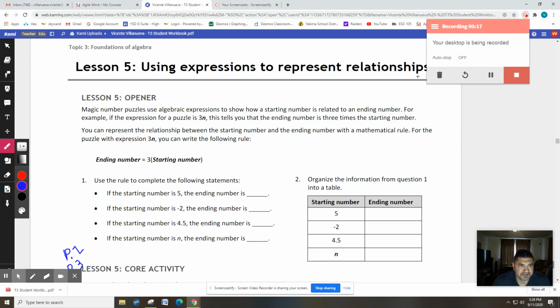Today's lesson will be Topic 3, Lesson 5, and we are on page 97 in your workbook. I'll give you a couple of seconds to find that page. If you need more time, pause the video. Okay, open your books to page 97.